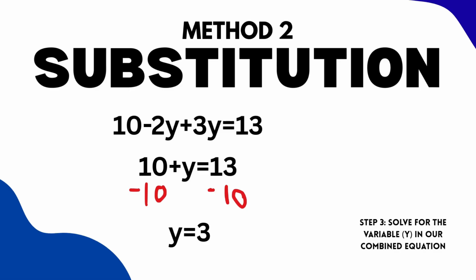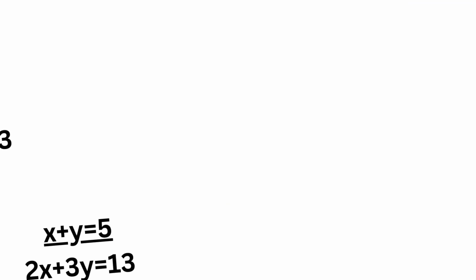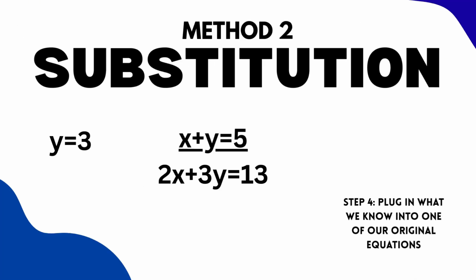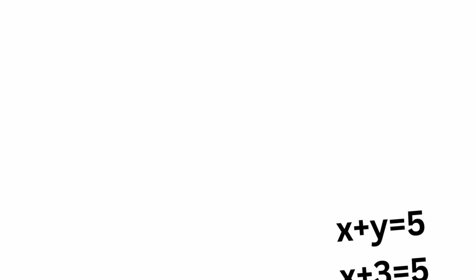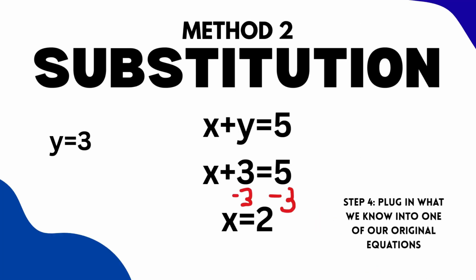The last step. We know what y now is, so plug into any of the original equations. We're going to do x plus y equals 5, because it's easier, so we're going to do x plus 3 equals 5. Solve for x by subtracting 3 from both sides, and we get x equals 2. The solution is (2, 3).